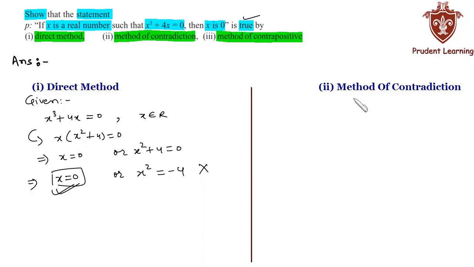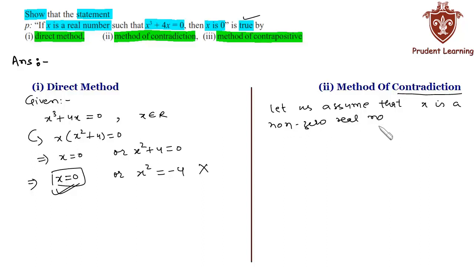Now let's move ahead with the second method, that is method of contradiction. We know that in the method of contradiction we assume the opposite of what we are given. Since the statement says that if x is a real number satisfying the equation then x is 0, we'll assume that x is a non-zero real number, and we'll try to prove that x cube plus 4x equals 0.